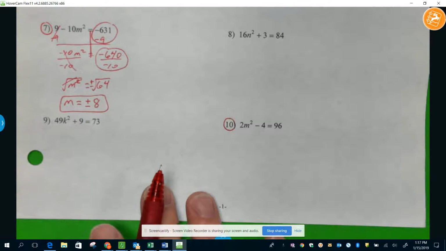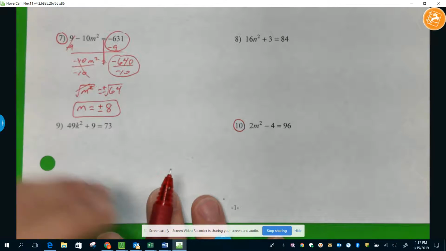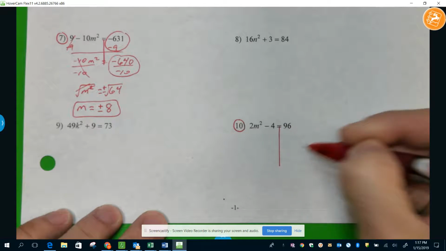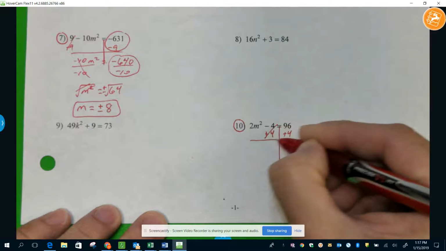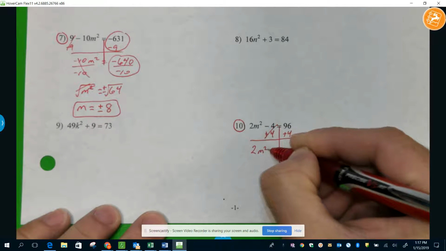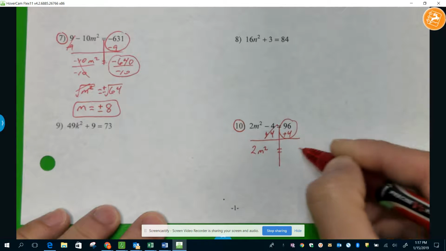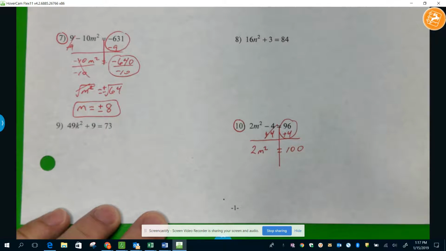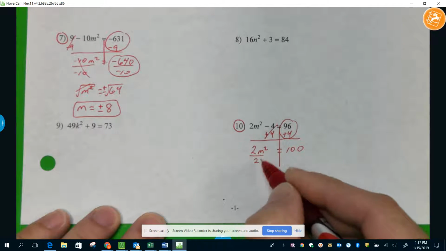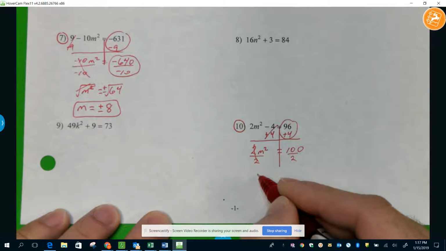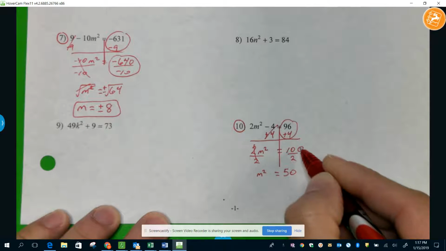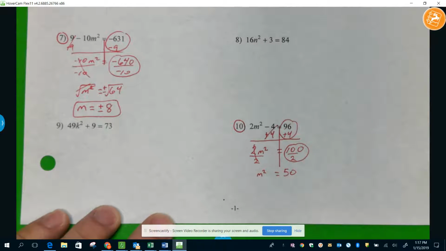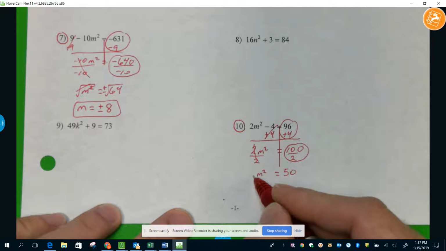Number 10 now. Again, we need to isolate our squared term, so we will add 4. So I've got 2m squared equals 100. Isolating the squared term, we need to divide by 2. So now I've got m squared equals 50. Now we're ready to take the square root of both sides because my squared term is isolated.